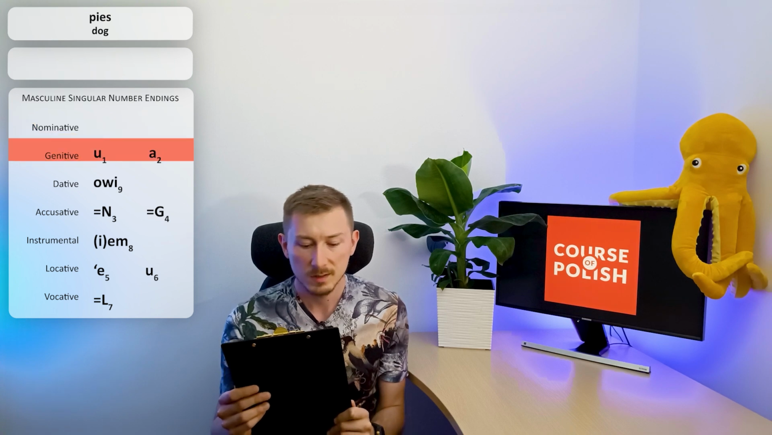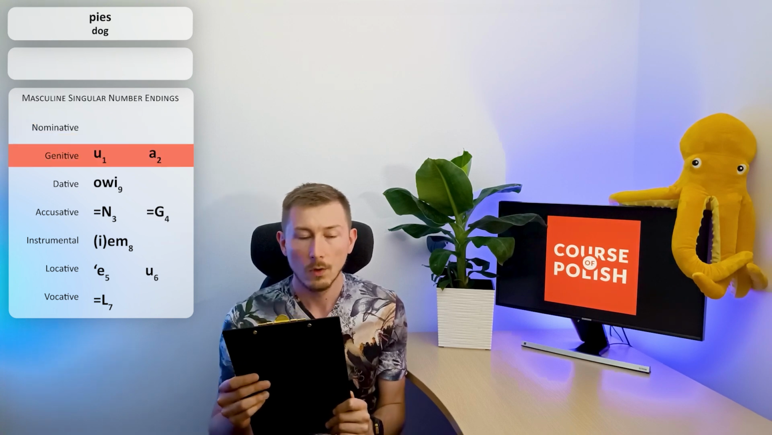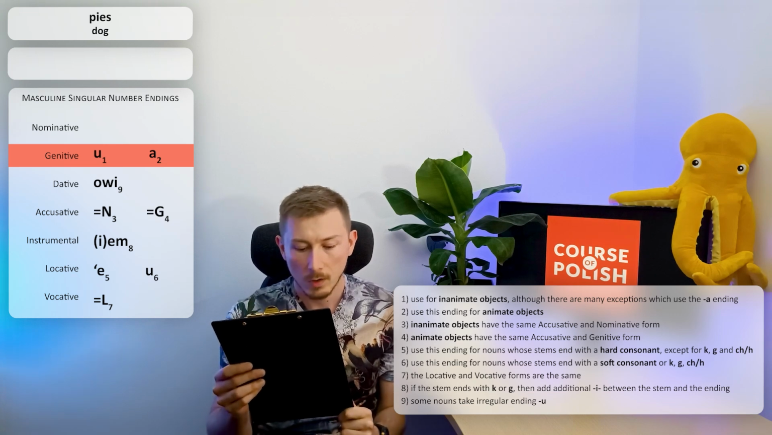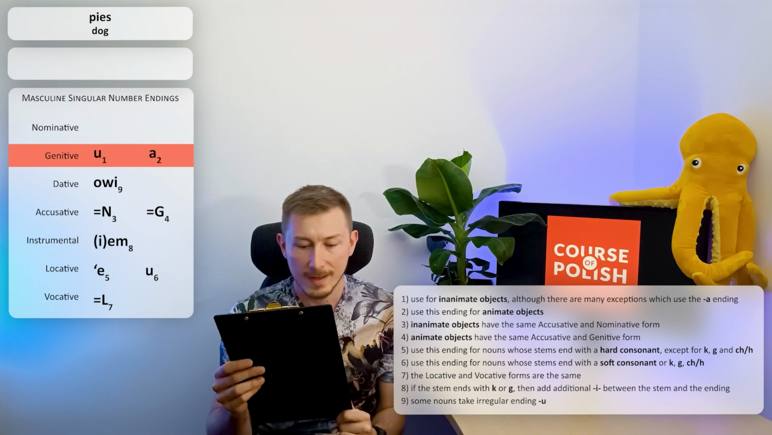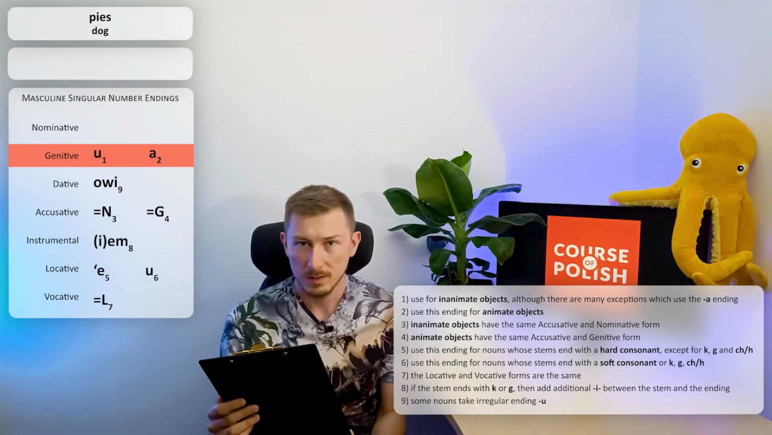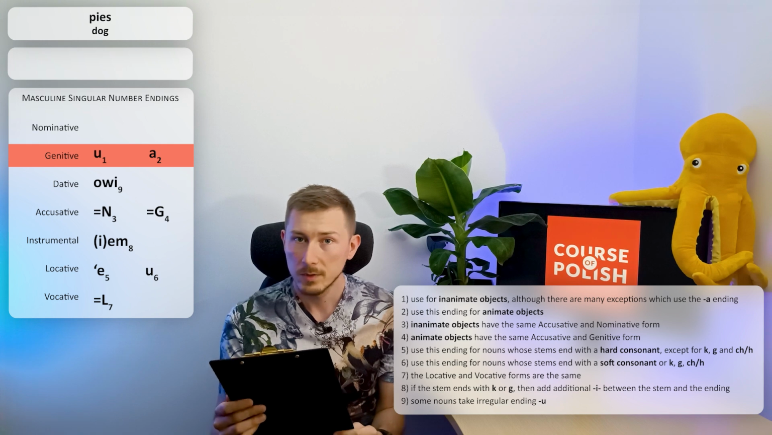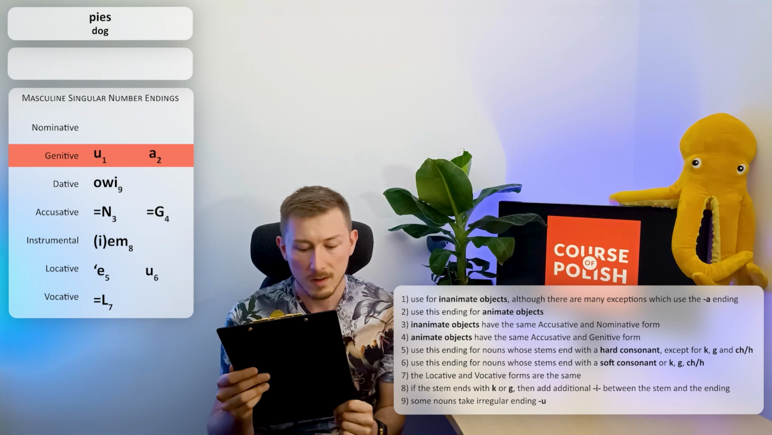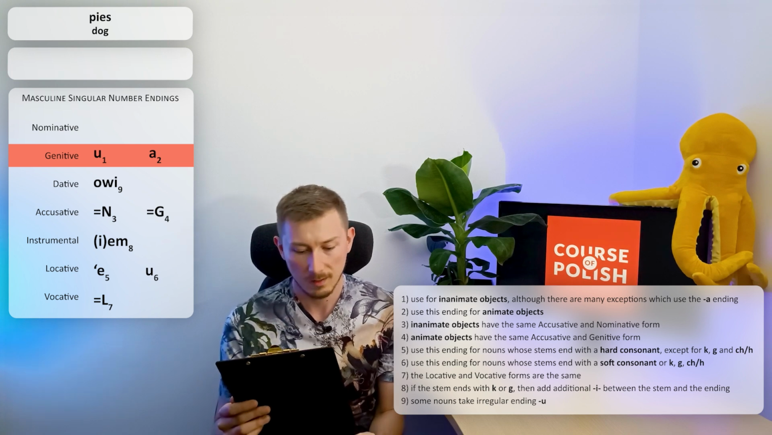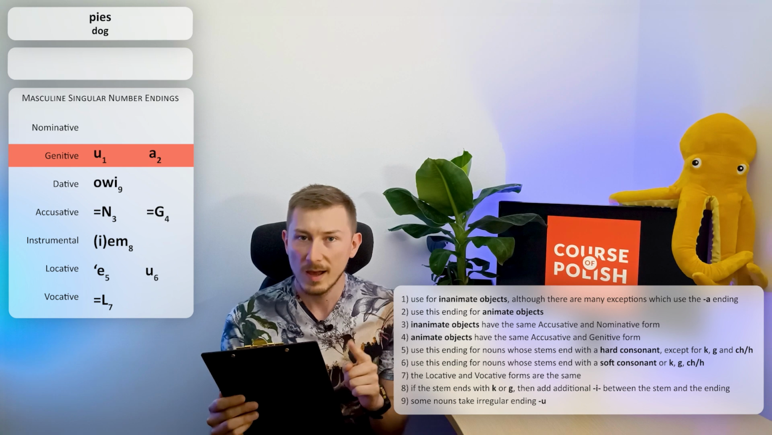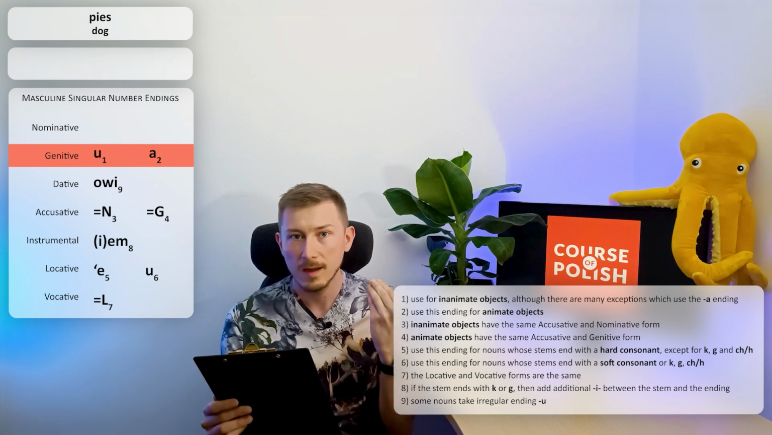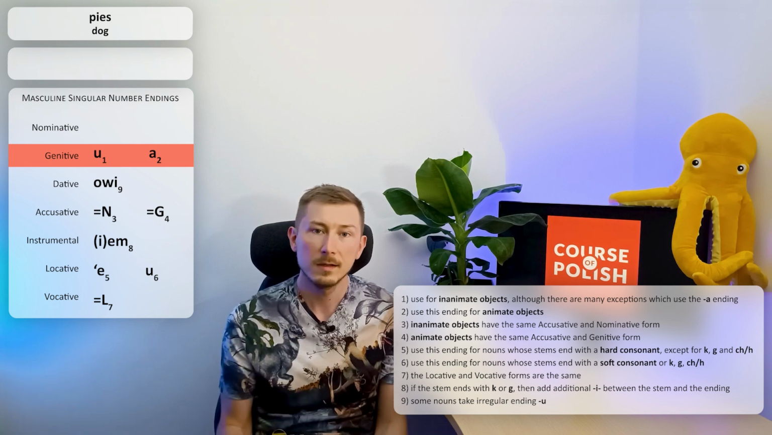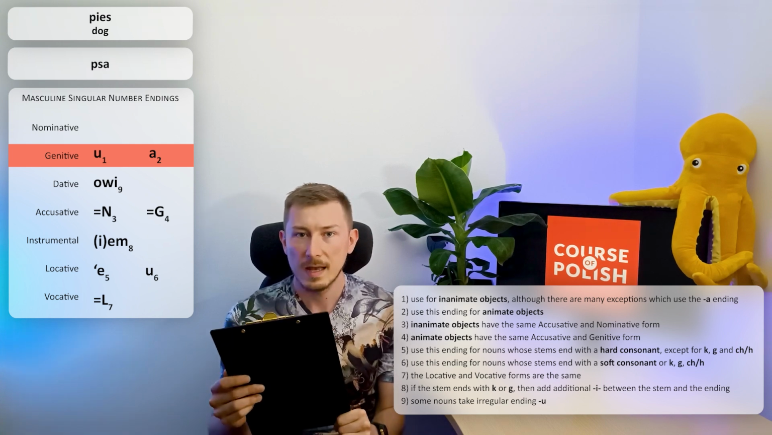The second case, genitive, gives us 2 options, U or A. Let's read the rule number 1 for ending U. Use for inanimate objects, although there are many exceptions which use the A ending. Pies is animate. It's an animal, it's alive, so we are not going to use this ending. And the second ending, A, use this ending for animate objects. Okay, so we have to use the second ending. So remember, we have to apply the ending to the stem and additionally apply the common irregularity, which is removing the IE letters. So the final form for genitive case will be psa.